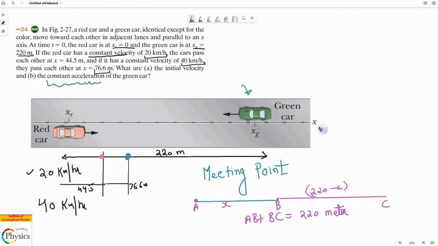This is the way you need to use this. Now let's focus on point number A. This is point number A. Let's only focus on this.